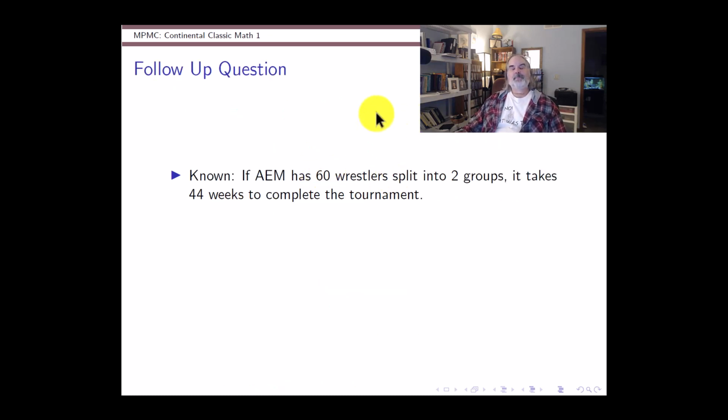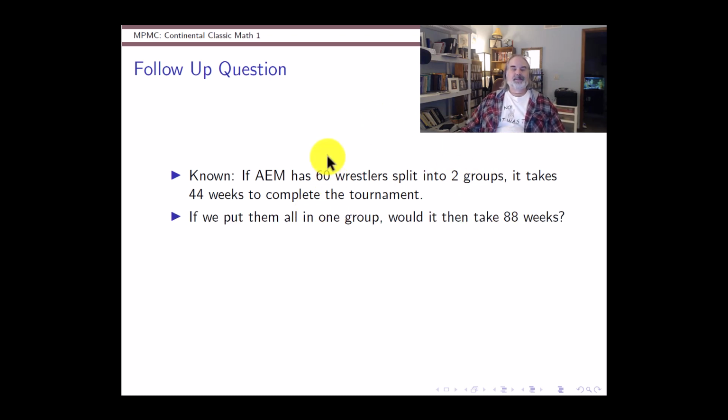Okay? But back to that theme, in math you like to ask, what if? We just discovered that if you take the wrestlers at 60, that's our made up number, split it into 2 groups, it takes 44 weeks to finish the tournament. What if they just all got lumped into one group instead? Don't split them into 2, just one big group. Would that just double the number of weeks that it takes to cover the tournament?